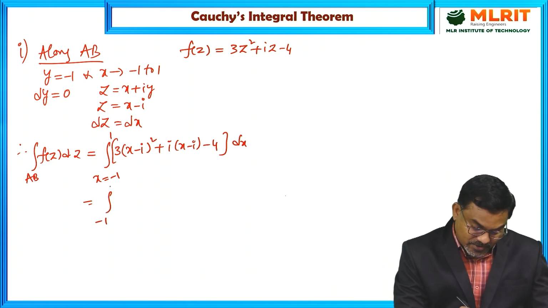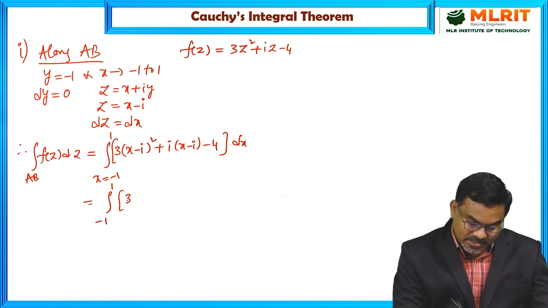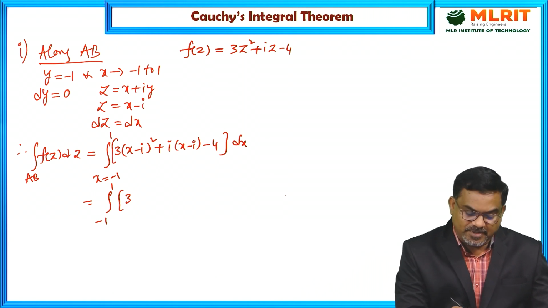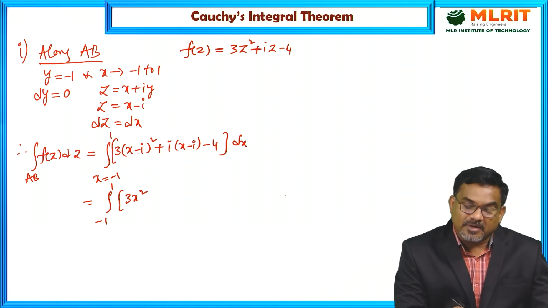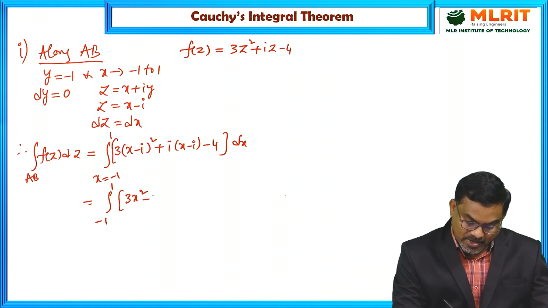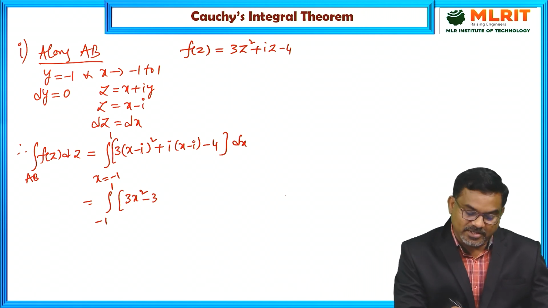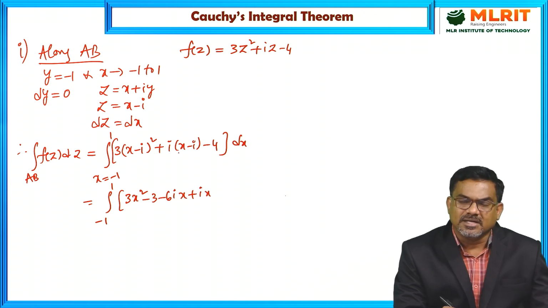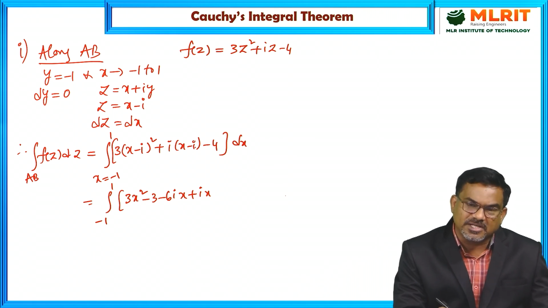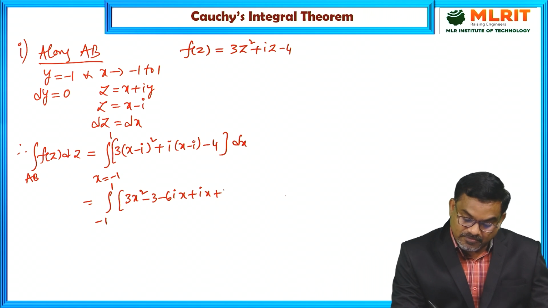So from minus 1 to plus 1, let us simplify this first. This is in the form of a minus b whole square. So a square, 3x square. Next plus i square, but i square is minus 1, so minus 3. Minus 2ab term, minus 2ix, so minus 6ix, plus ix, i into x. Next i into minus i, which is minus i square, but i square is minus 1, so minus minus plus 1, minus 4, dx.